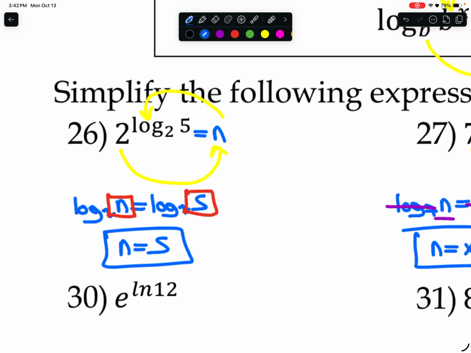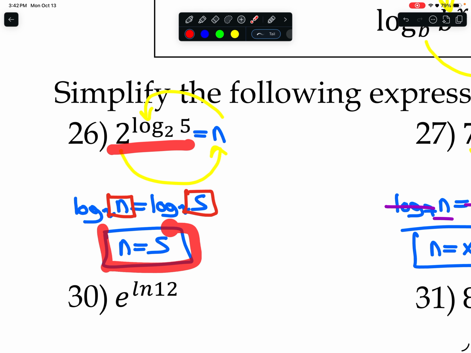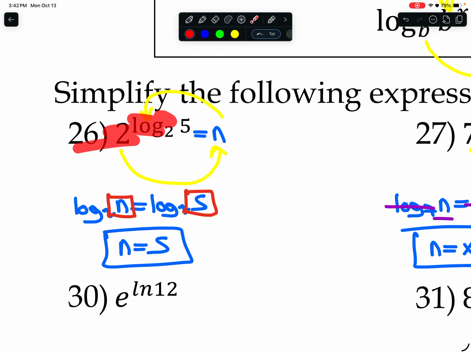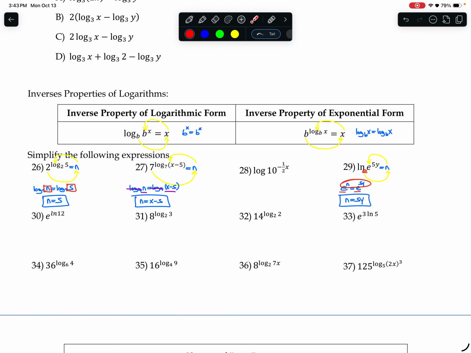So instead of writing 2 raised to the log base 2 of 5, I can just write it as 5. All this is unnecessary. Same idea over here: 7 raised to the log base 7 of x minus 5. The 7 and log base here are unnecessary. It's the same as just writing x minus 5. So like I said, we're just getting rid of the fluff.